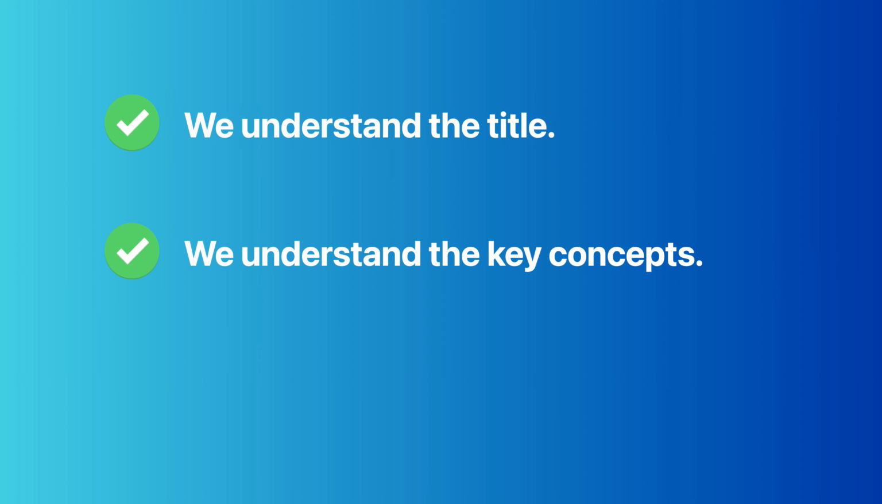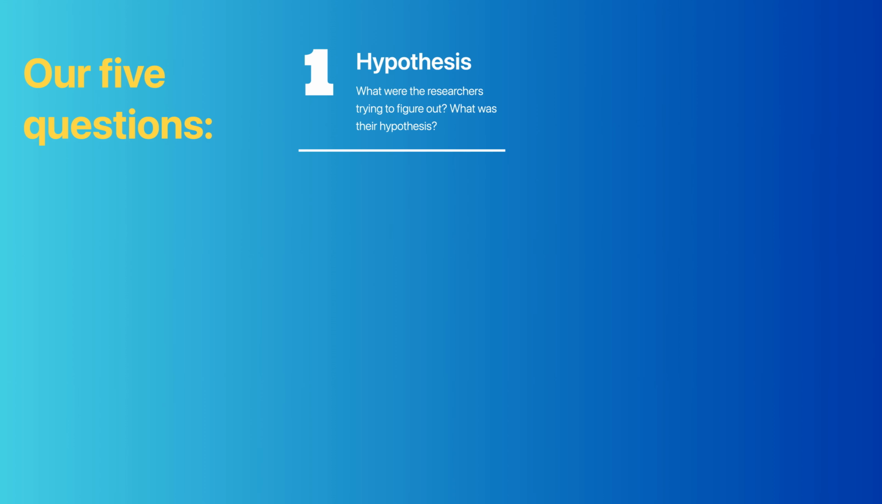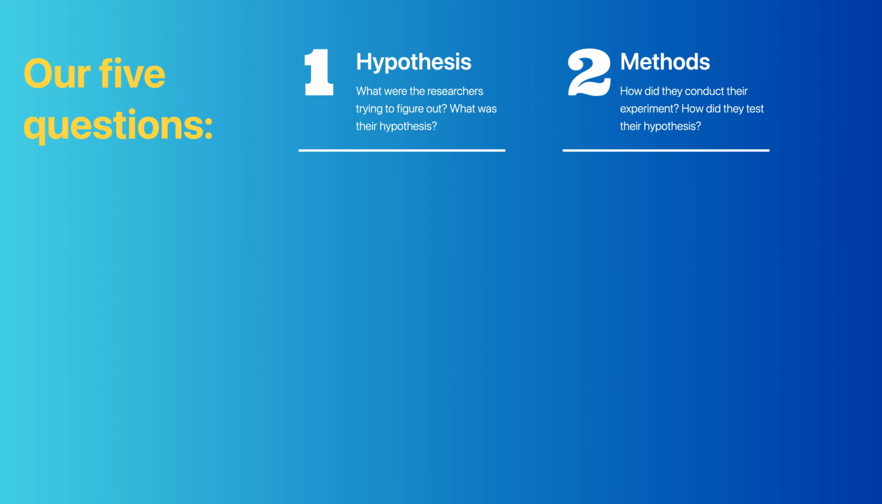Now that we understand the title and key concepts, we're ready to dive in and break down this paper. In this presentation we're going to attempt to answer 5 questions. 1. What were the researchers trying to figure out? Or more specifically, what was their hypothesis? 2. How did they conduct their experiment? That is, how did they test their hypothesis?